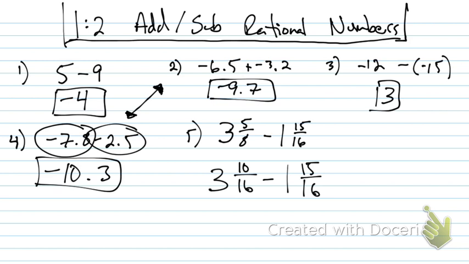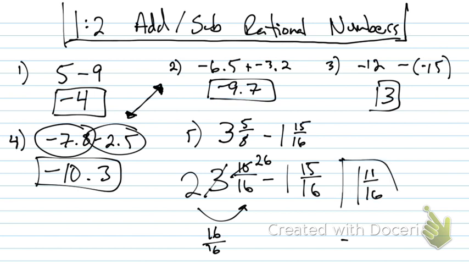Now I also noticed I can't do 10 minus 15. So I'm going to bust up one of these wholes here. And that whole, as a fraction, is 16/16, correct? So when I put that whole over here, that ends up giving me 26/16 right there. So 2 and 26/16, same number, it just looks different, right? I still got my whole, it's just in the fraction. So 2 minus 1 is 1. 26 minus 15 is 11. Yes. 1 and 11/16.